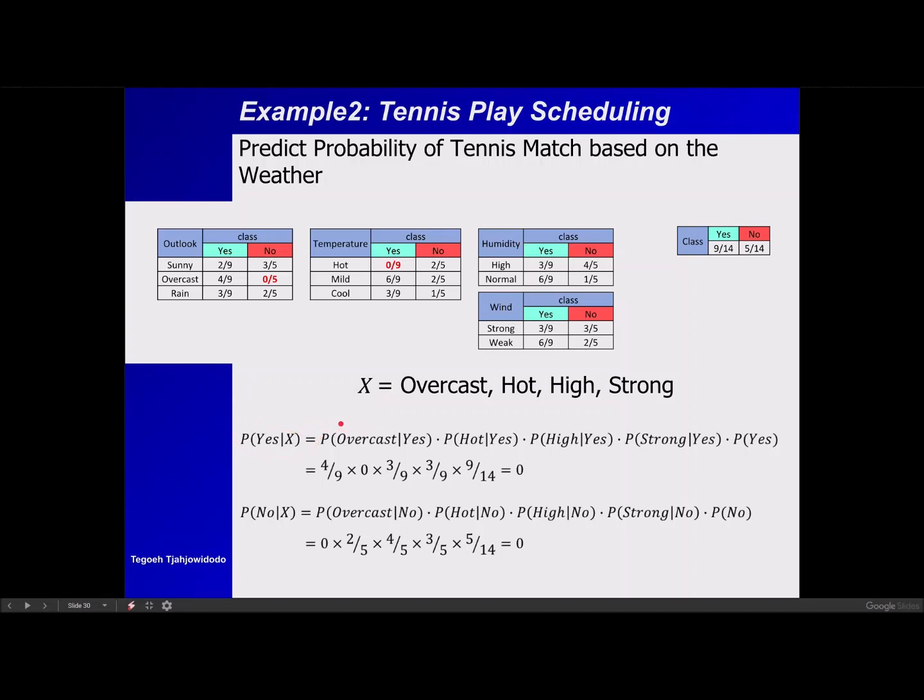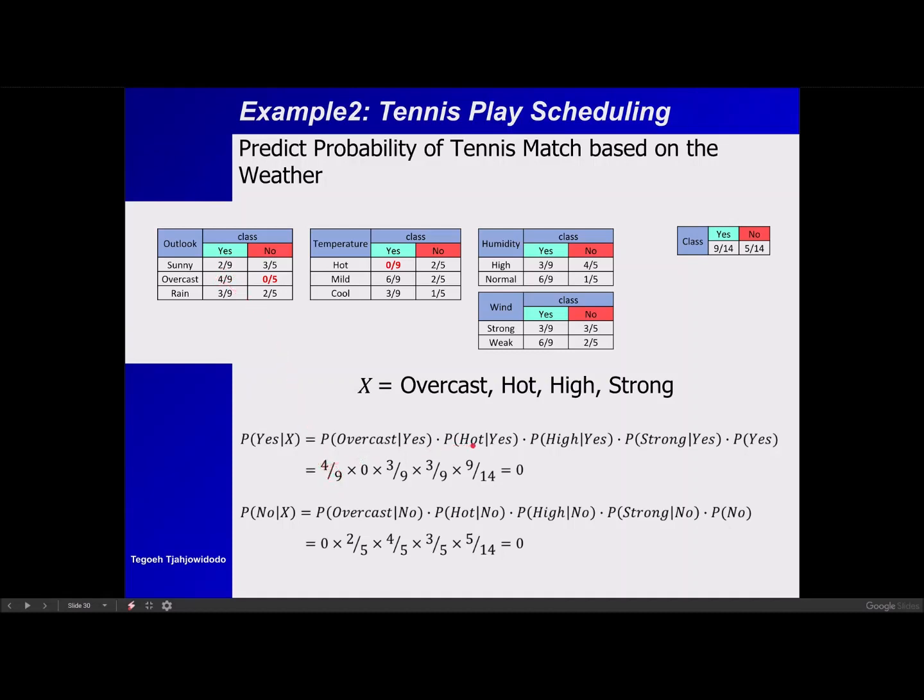Using the chain rule, I calculate first the probability of overcast given it is yes. So let's take a look at the first table. If it is yes and if it is overcast, the probability is 4/9.